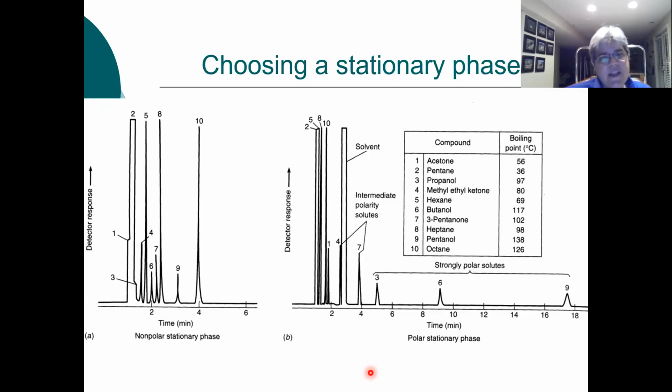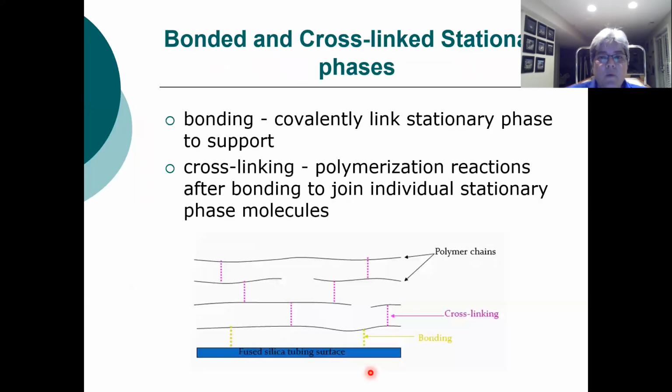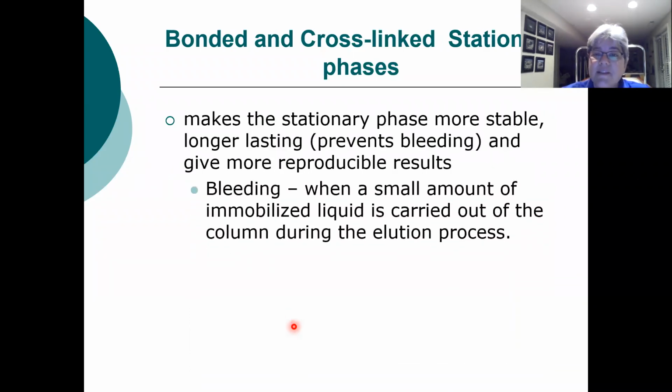Okay, now these stationary phases, we said we're putting them on the wall or on a support. One of the things that we have to do is we have to bond and cross-link the stationary phase. So we've got my support, so we actually chemically bond this stationary phase to the support, and then we also cross-link. We make reactions between the chains of stationary phase. Okay, so this forces these things to stay on the column. So it makes the stationary phase more stable. It prevents something called bleeding.